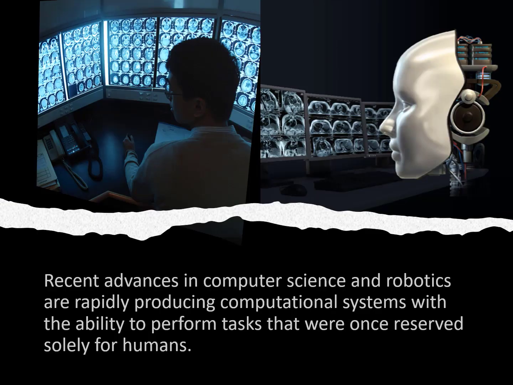Recent advances in computer science and robotics are rapidly producing computational systems with the ability to perform tasks that were once reserved solely for humans. In fact, in many cases, they perform the tasks much better because each human is unique and each human makes unique choices. Whereas with computational services and systems, it is a standardized methodology of making a decision.